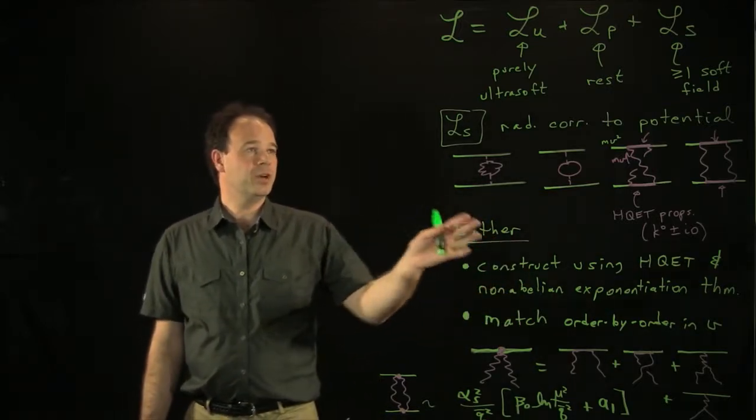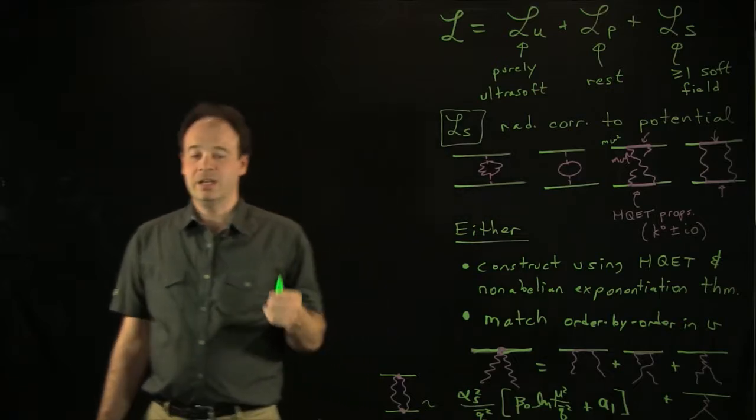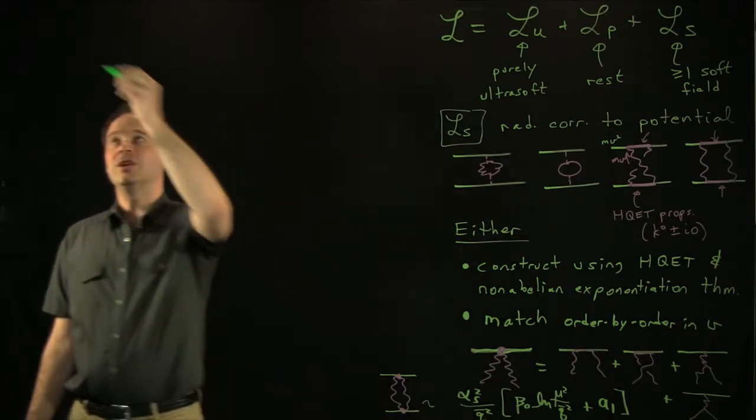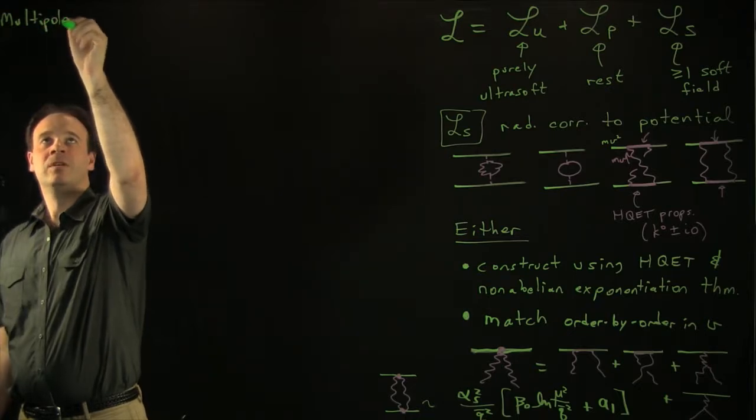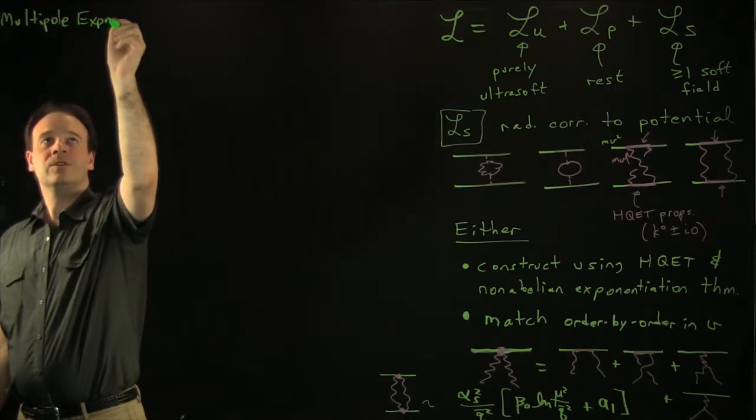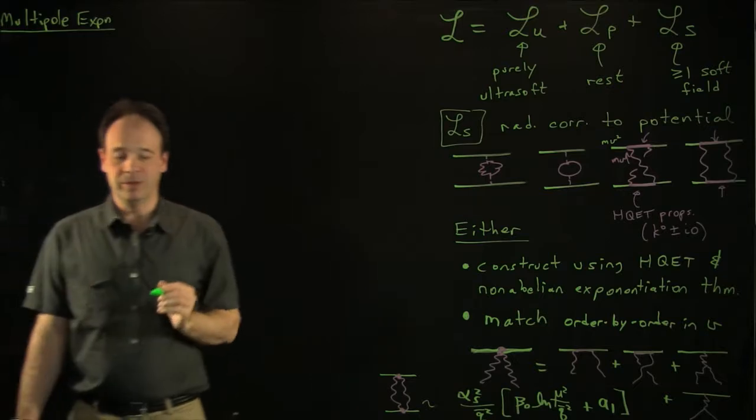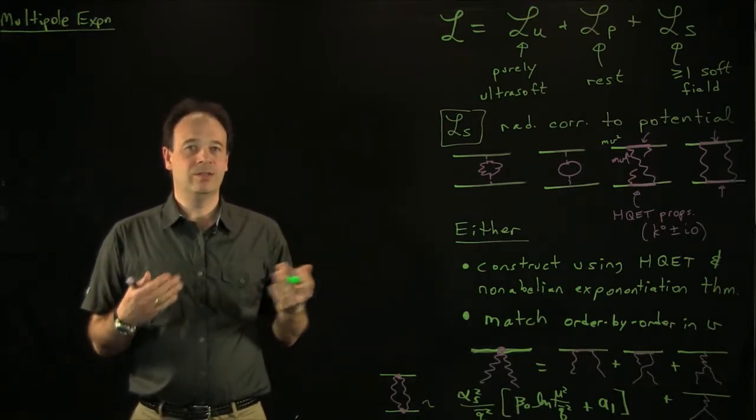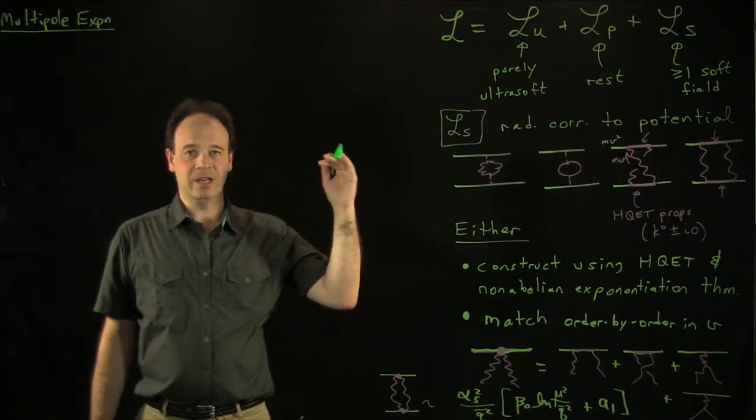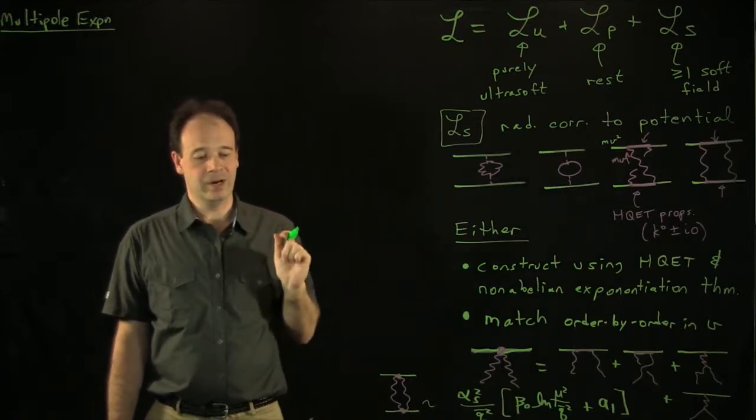In order to talk about the other Lagrangians here, I need to introduce a little bit of notation. In particular, we need something called the multipole expansion. So let me spend a few minutes talking about the multipole expansion. The multipole expansion is just the way that we need to do the expansion here when we've got the 3 scales, the m, the mv, and the mv squared.